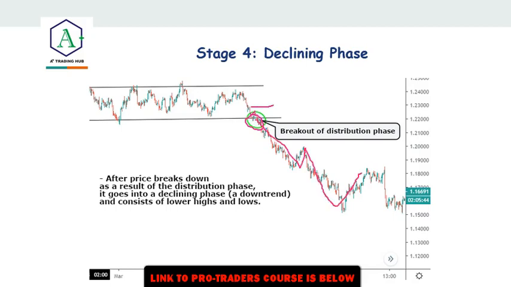When you understand the phases of the market, the accumulation phase, the advancing phase, the distribution phase, and the declining phase, it will give you concrete knowledge to know exactly when you should be expecting a breakout, what you should do when you see a breakout, and where exactly you can place your take profit and your stop loss once you see a breakout.